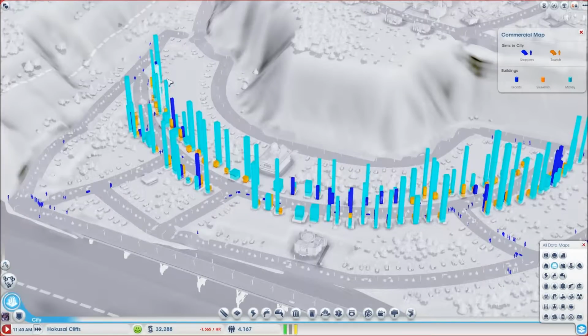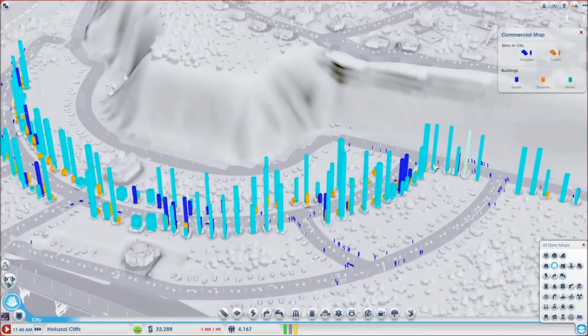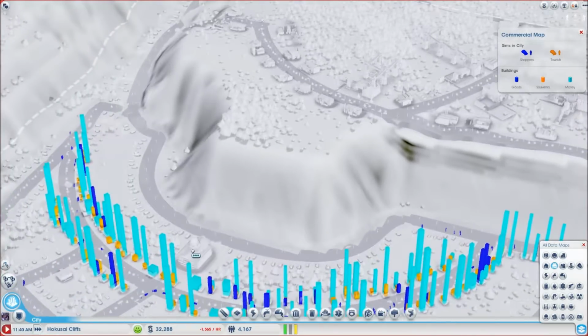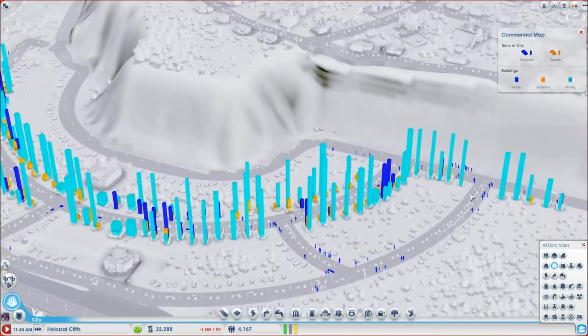If you don't have a lot of souvenirs in your shops, it's probably because you're not getting a lot of demand for it, aka you're not getting a lot of tourists, which largely is the case here because the only thing I have is a train station up here to pull in a few tourists, which is why there's some souvenirs around.